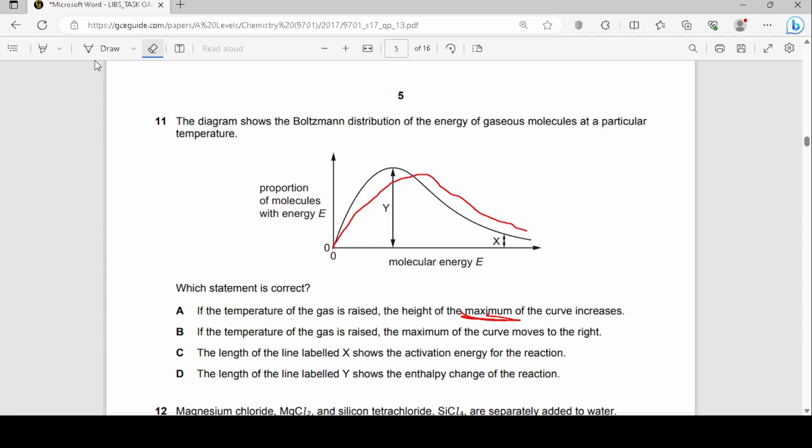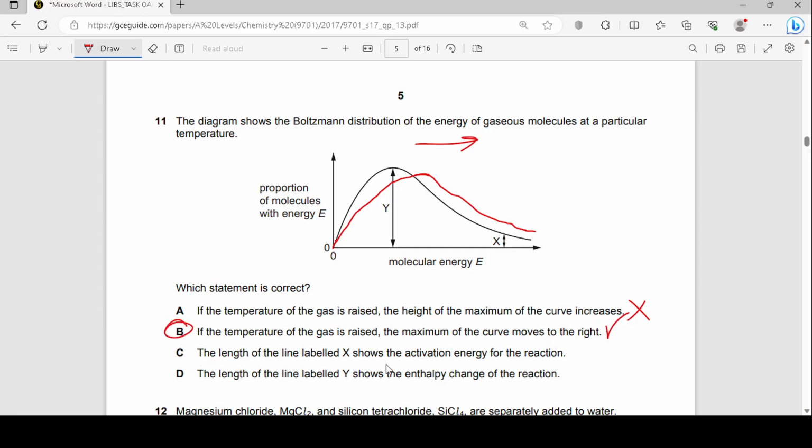The height of the maximum of the curve, maximum means the peak. The height of the maximum increases. That's wrong. It actually decreases. As you can see from my diagram, this is for temperature increase. It just flattens a bit more and the height decreases. Sorry, why did I put a tick? It's wrong. The second one is that if the temperature of the gas is raised, the maximum of the curve moves to the right. That is true, as in the curve I drew, the maximum of the curve moved to the right. Can you see this is the right? So B is the correct answer.